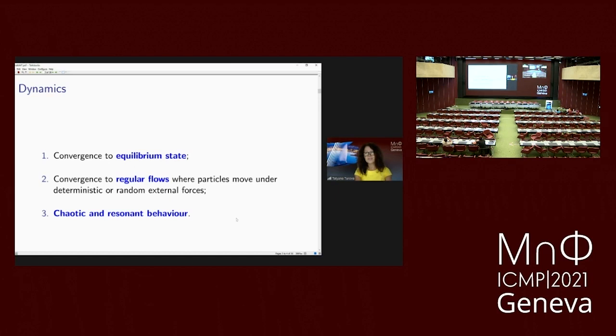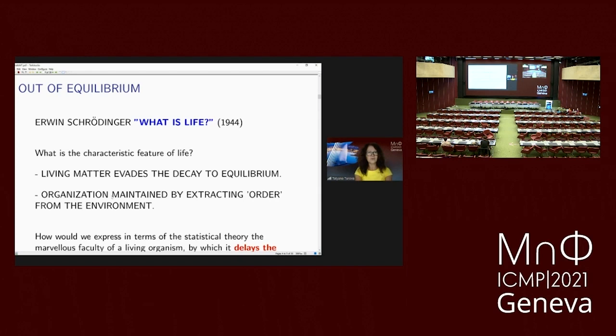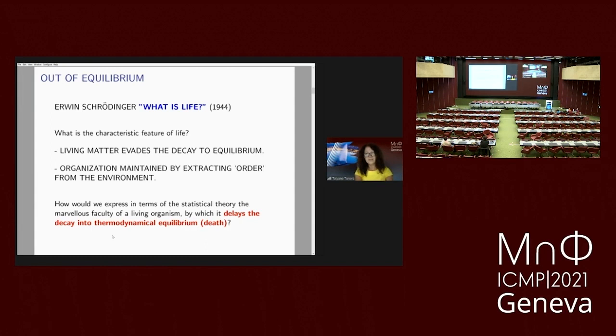As I said, last century was mainly about equilibrium physics, but there were some other thoughts, and I would like to cite a book by Schrödinger. Yes, so Schrödinger, in his famous tiny book, What is Life? He asked, what is the characteristic feature of life? And he postulated that living matter evades the decay to equilibrium.